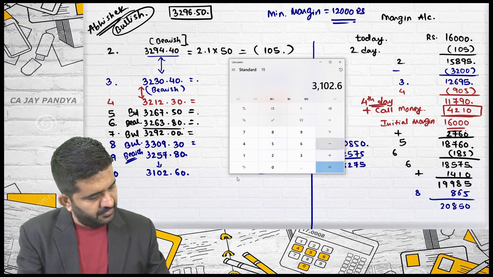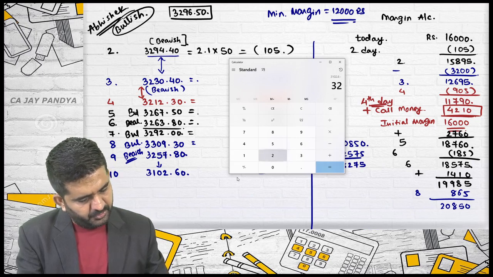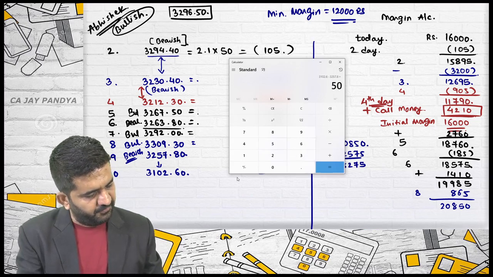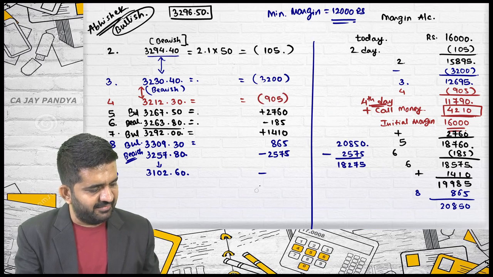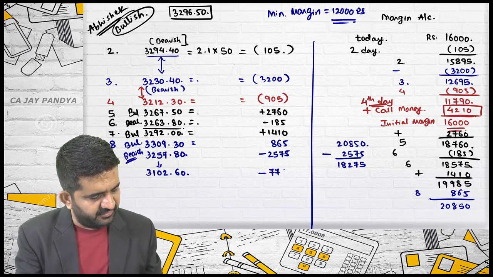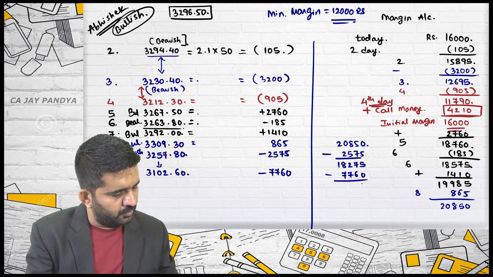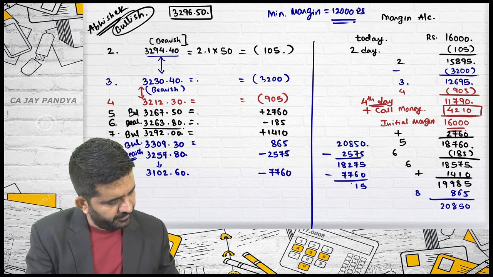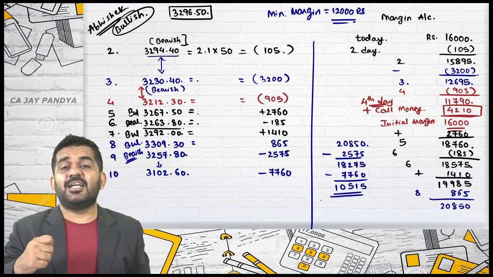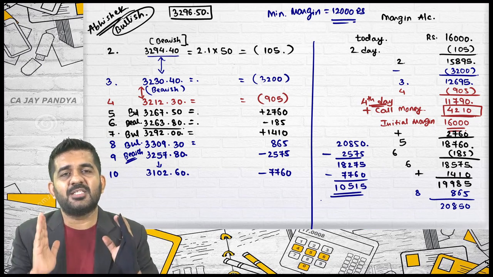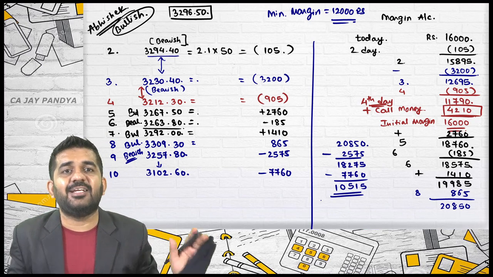3102.6 minus 3257.80, multiplied by 50 because it is a loss side, minus 7760, minus 7760, minus 7760. This will be 51501. Is it less than the maintenance margin? Yes. But understand, this is the last day and I am settling all the accounts.